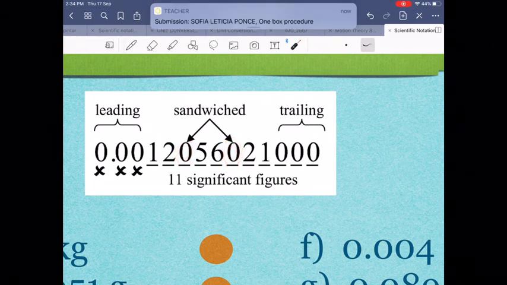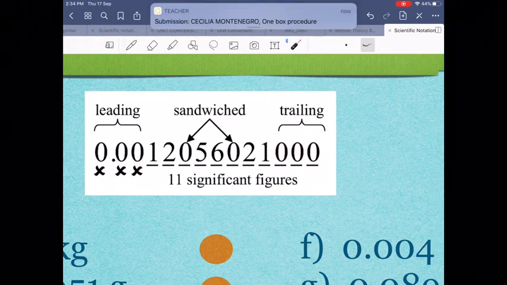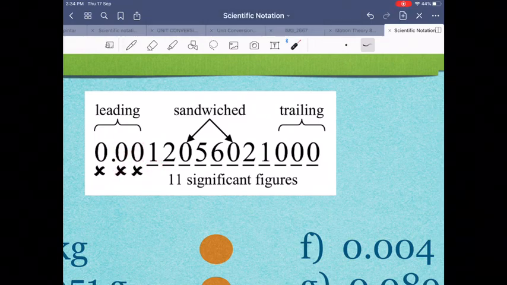Then the next rule is that all of the zeros that are after the decimal point are always significant. Even though these ones are after the decimal point, they're before one of the significant digits, so that's why they are not significant. And the fourth rule is that the zeros that are just placeholders, like this example, will not be significant.